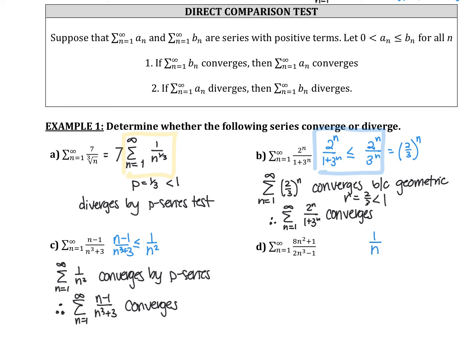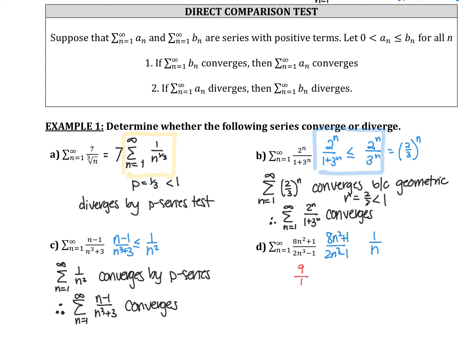Now, the tricky part is, how do we figure out which one is greater than or less than if we're going to compare these two together? So if I compare these two functions, which one's greater than or less than? And again, if you need to, plug in numbers. It starts at 1, so let's plug in 1. The numerator would be 8 plus 1, which is 9, over 2 times 1 minus 1, which is 1.